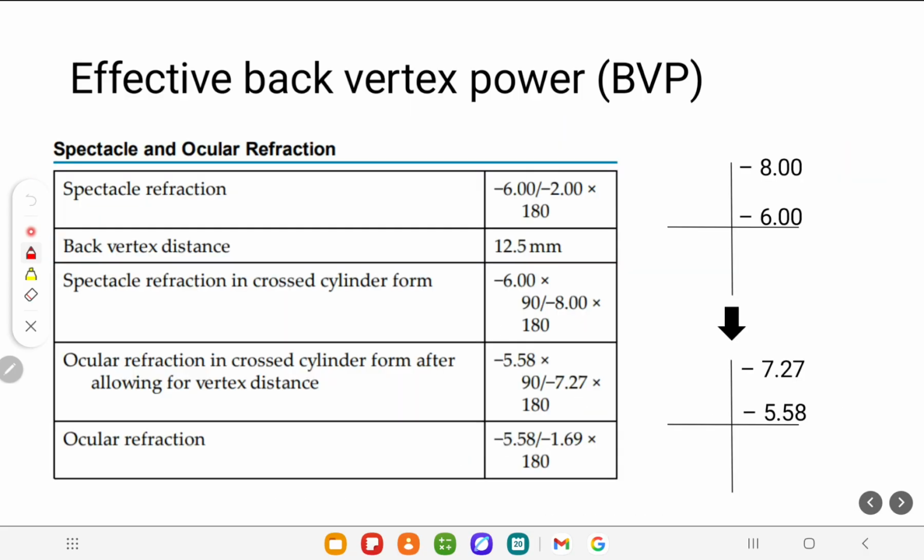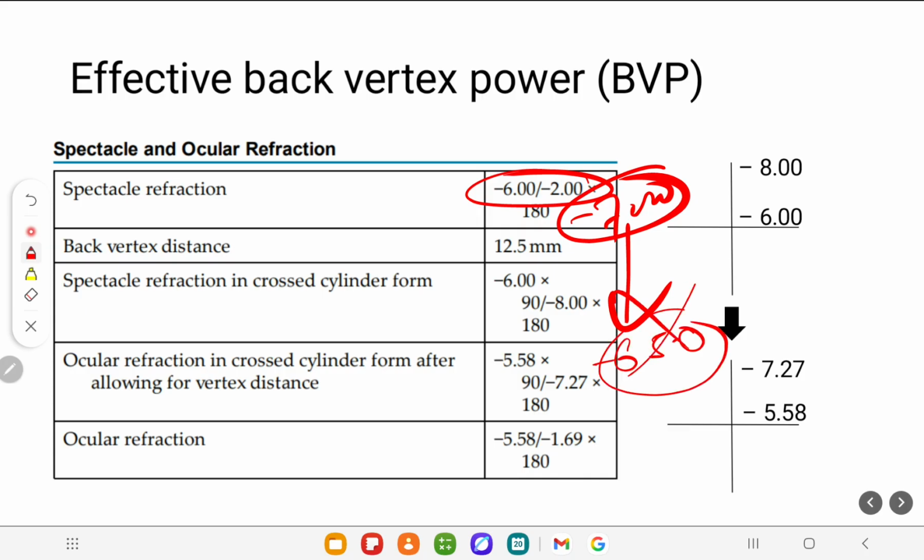So what is the effective back vertex power? One thing that's very crucial, which many of the students get wrong, is whenever you do vertex distance correction in case of cylindrical power, basically toric power, you always take one meridian, okay? Don't make this mistake. See this example. If this is the power, don't take the spherical equivalent of 7 diopter, then convert 7 diopter to whatever power of spectacle to contact lens, like for example minus 6.5. No, this is wrong, okay.